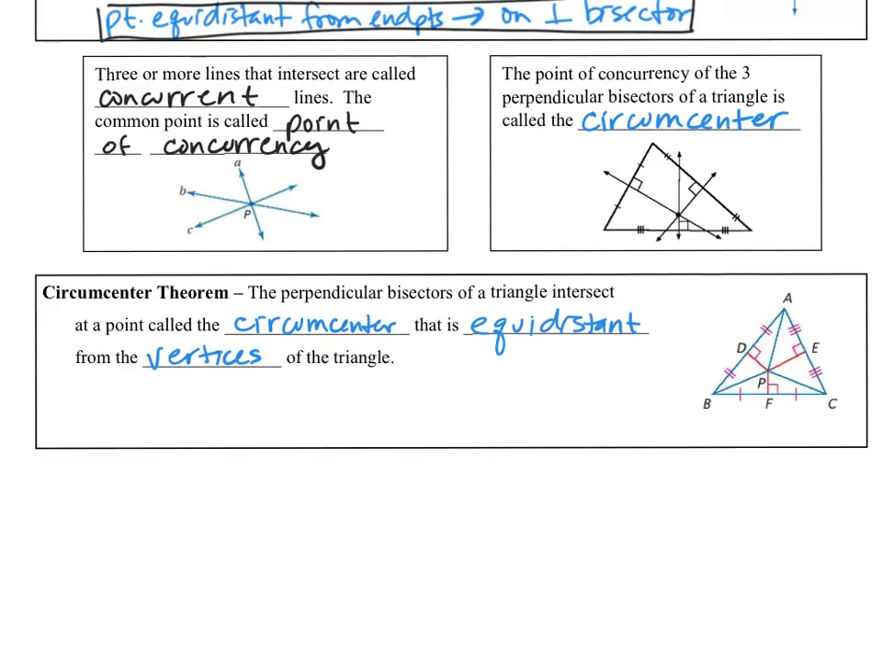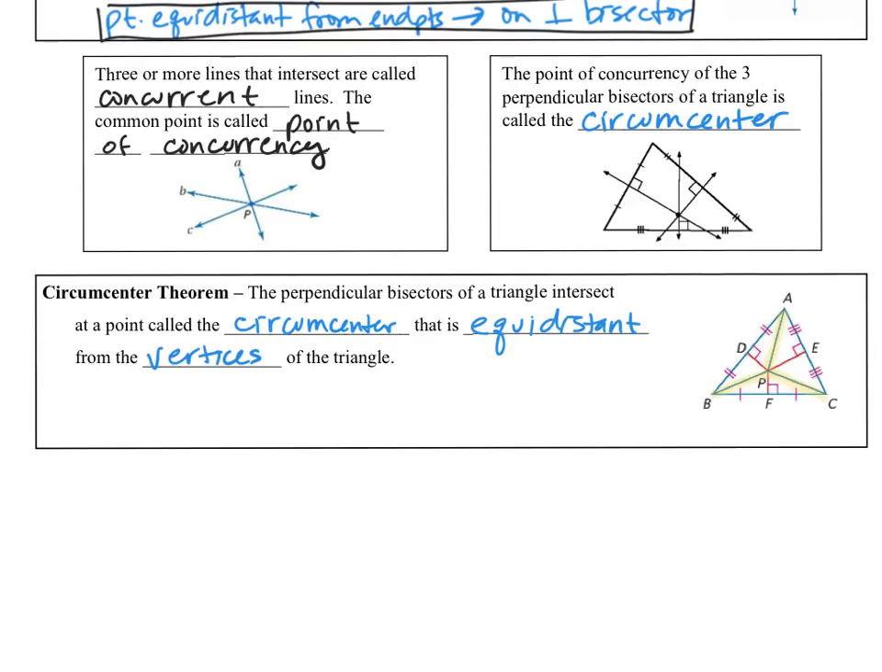Okay, so if you take a look at this picture, don't look at the blue segments. I need you to look at the red segments. Each one of these red segments is a perpendicular bisector. The red segments come together and they form a point called the circumcenter. Now I'm going to highlight these three segments in yellow. Those indicate the distance from each vertex to the circumcenter. And what this circumcenter theorem is telling us is that that point of concurrency is equidistant from all three of those vertices.